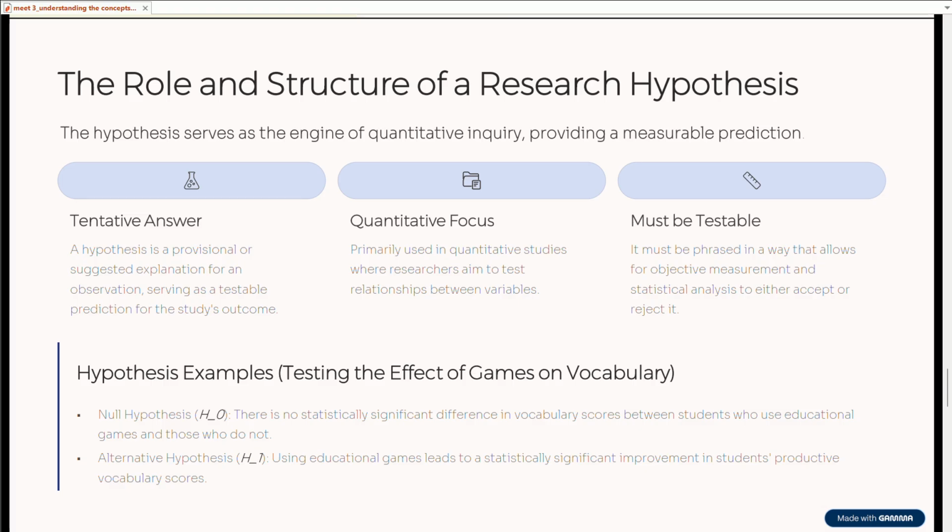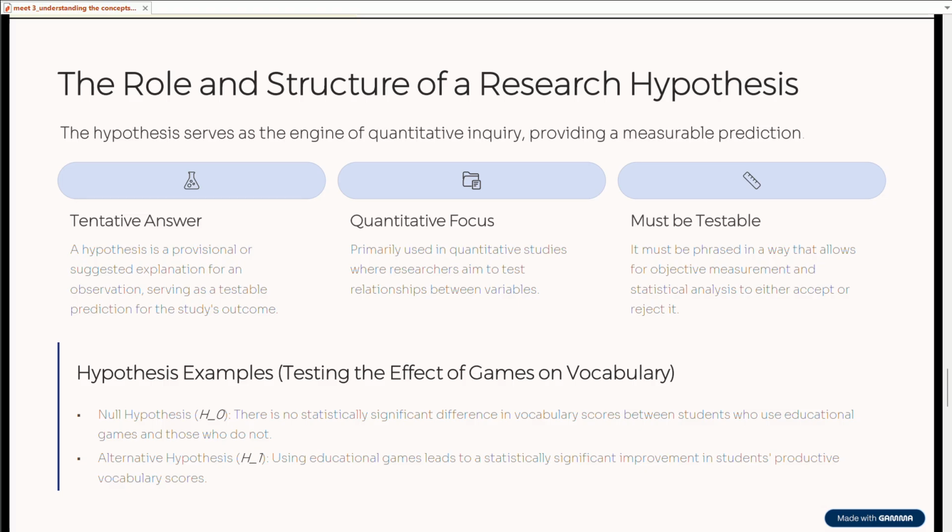Hypothesis examples for this topic: testing the effect of games on vocabulary. We have two hypotheses. The first is the null hypothesis, and the symbol is H0. There is no statistically significant difference in vocabulary scores between students who use educational games and those who do not. And we have what we call the alternative hypothesis, or H1. Using educational games leads to a statistically significant improvement in students' productive vocabulary scores.